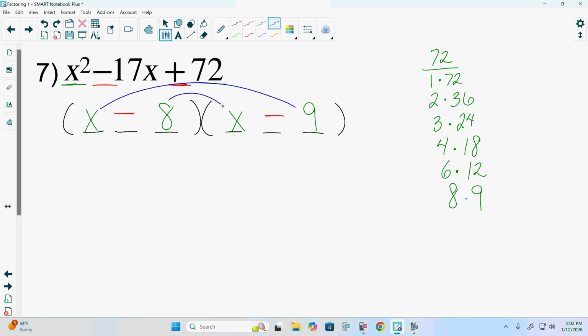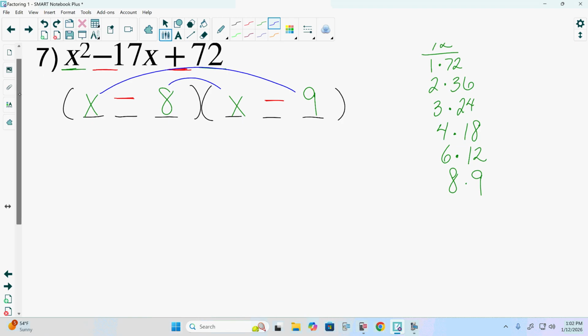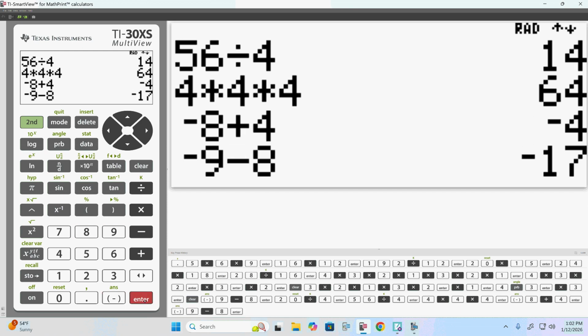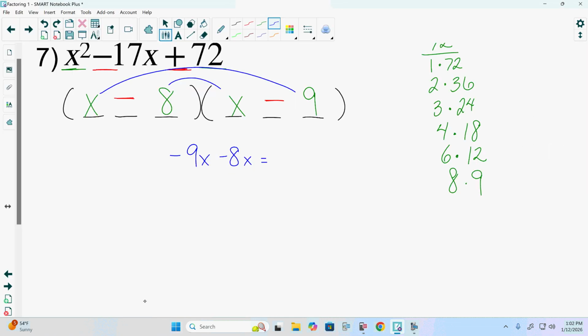X times x is still x squared. Negative 8 times negative 9, the negatives make a positive. 8 times 9 is still 72. Now, x times negative 9 is negative 9x. Negative 8 times x is going to be negative 8x. So negative 9x minus 8x, negative 9 minus 8 is indeed negative 17x. And that is the middle term we wanted, yes?